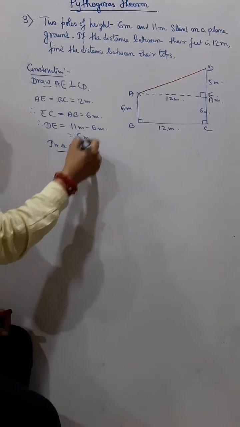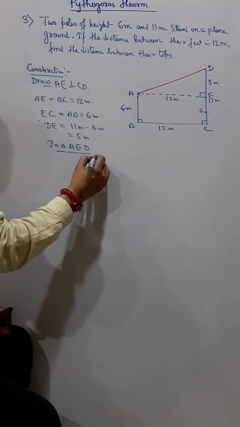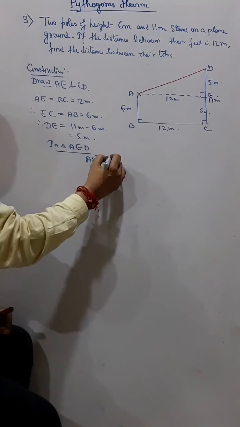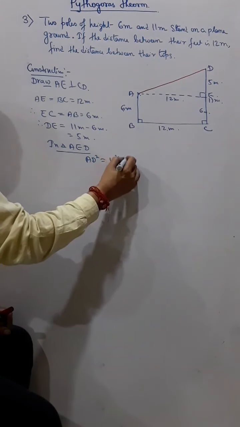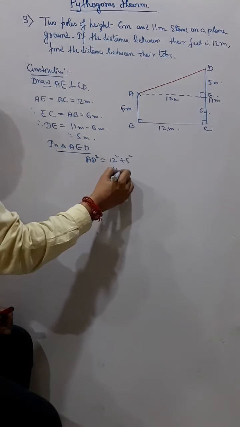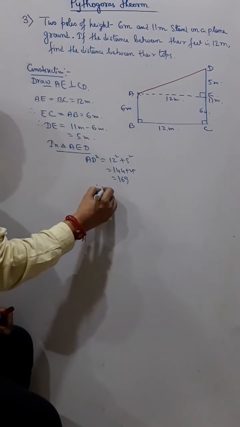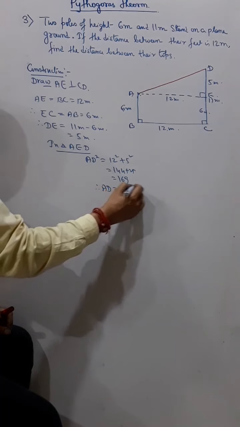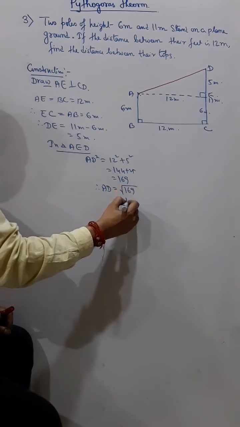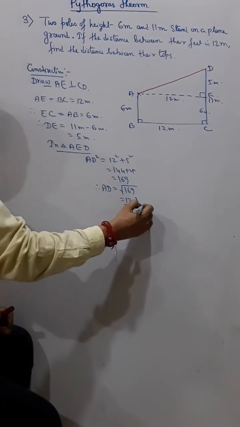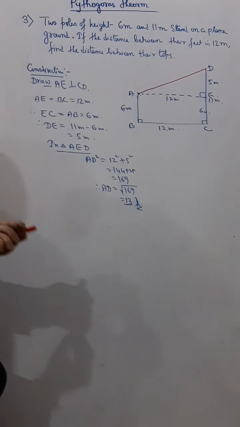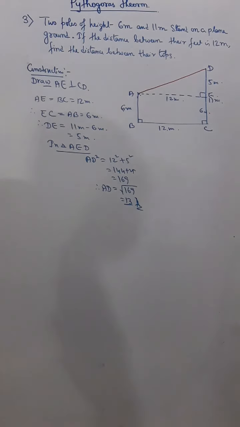Now we can use in triangle AED. In triangle AED we can get AD square is equal to 12 square plus 5 square. So we got 144 plus 25, 169, and therefore finally we got AD is equal to root over 169, and that is 13. Okay, so AD is equal to 13. Okay, understand?